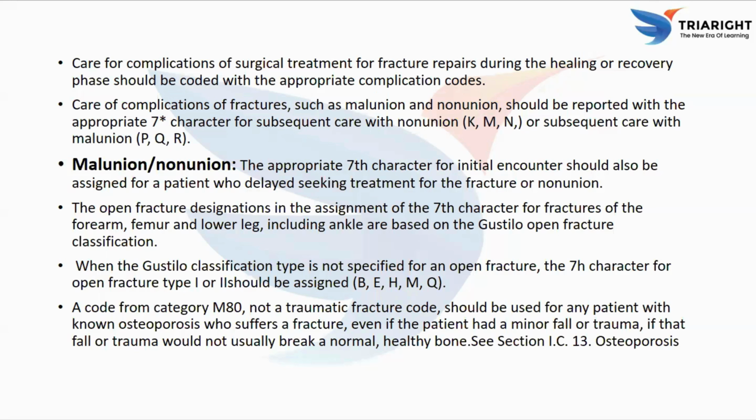What are the complications of fractures? Malunion and non-union. Non-union is when a fracture fails to heal, and malunion is when a fracture heals in an incorrect position. So what is the correct coding rule? These are coded using the fracture code itself with a specific 7th character, not a complication code. The 7th character options are non-union for K, M, N and malunion for P, Q, R.